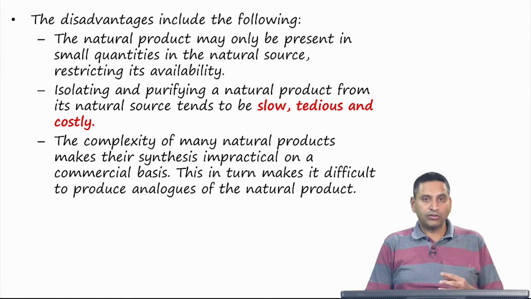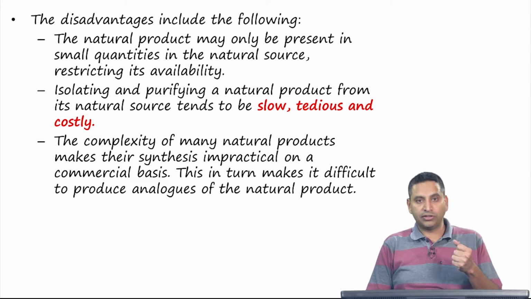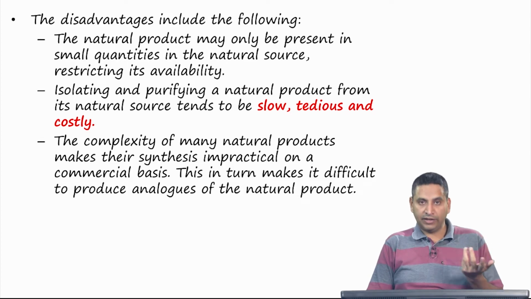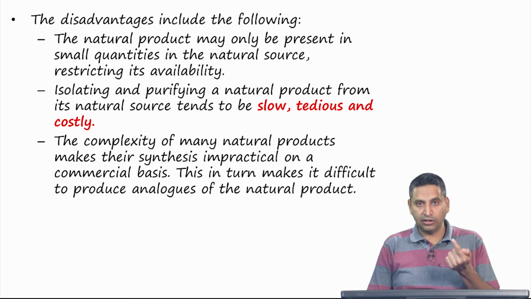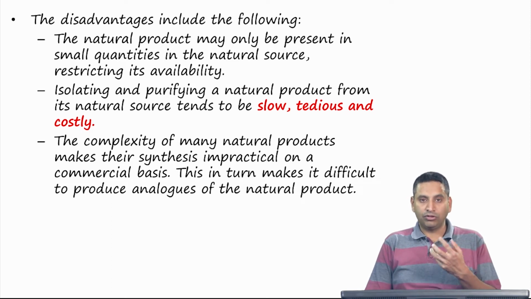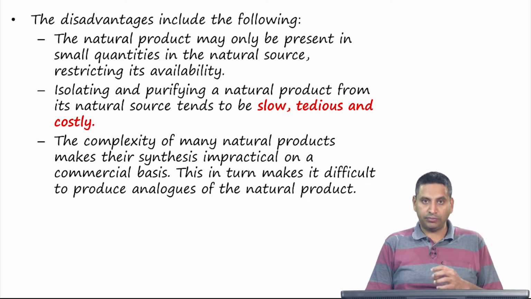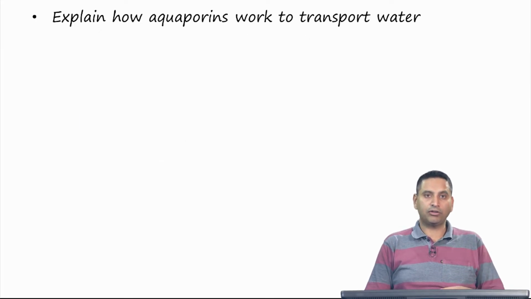Also, because they are so complex, natural product synthesis is very challenging. Especially if you have 6, 7, 8, 9 chiral centers, you need to make the natural product as a single enantiomer, which is very challenging. Therefore, making this on a commercial basis is nearly impractical. Also, because it is impractical to make it, making analogues of the natural product is also difficult. So, these are some of the advantages and disadvantages of using natural products.